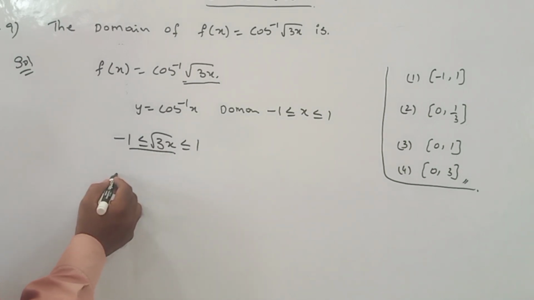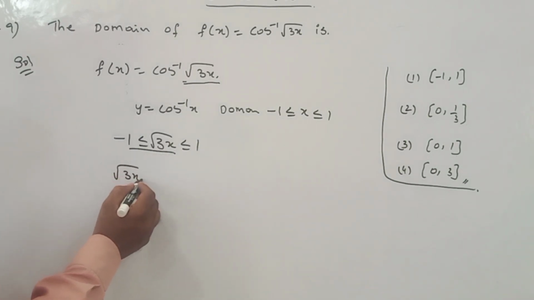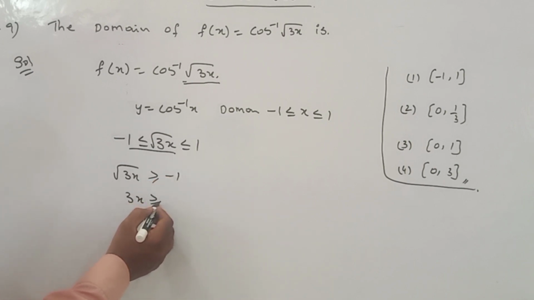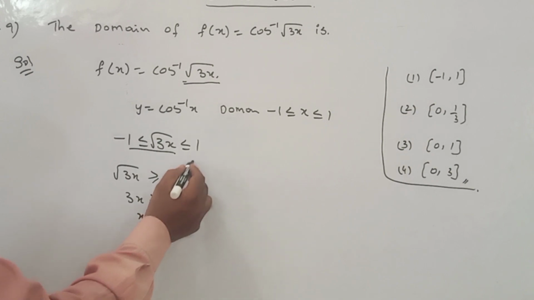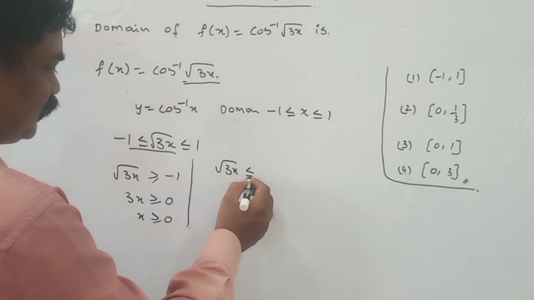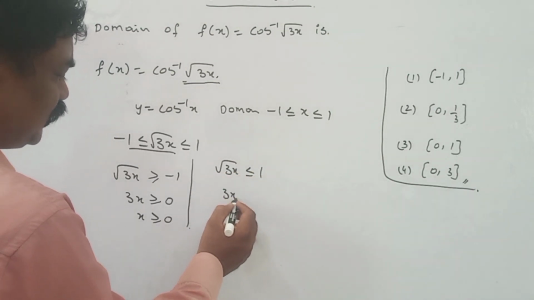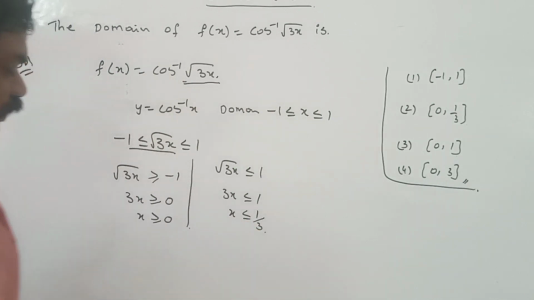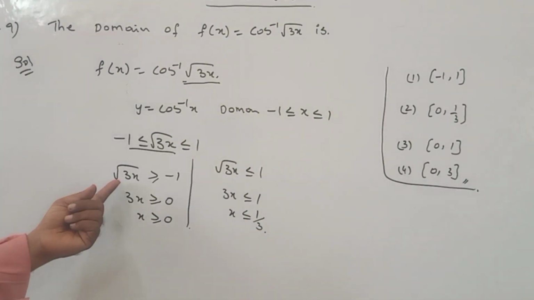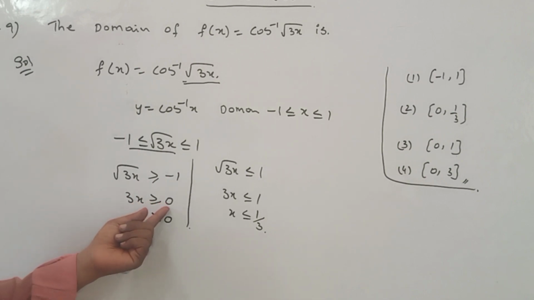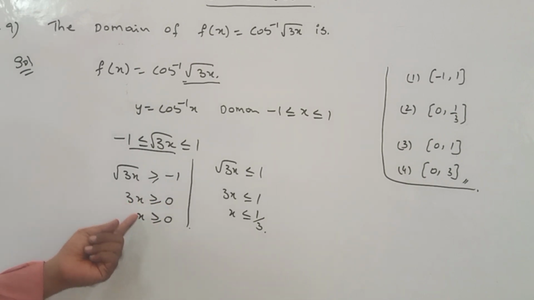So take root 3x greater than or equal to minus 1, 3x greater than or equal to 0, x greater than or equal to 0. And take root 3x less than or equal to 1, 3x less than or equal to 1, x less than or equal to 1 by 3. So root 3x is always greater than 0. So we take it like this.